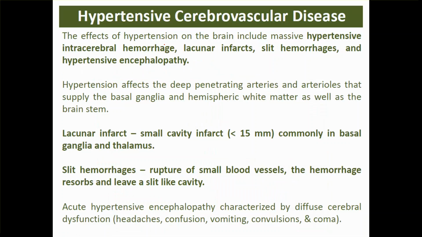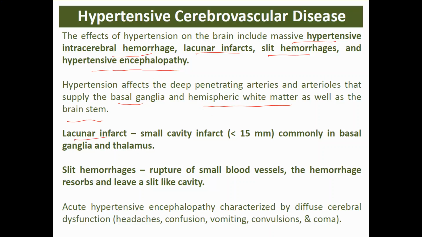The effects of hypertension on the brain include massive hypertensive intracerebral hemorrhage. There could be a lacunar infarct, there could be a slit hemorrhage, and hypertensive encephalopathy. Hypertension affects the deep penetrating arteries and arterioles that supply the basal ganglia and hemispheric white matter as well as the brainstem.